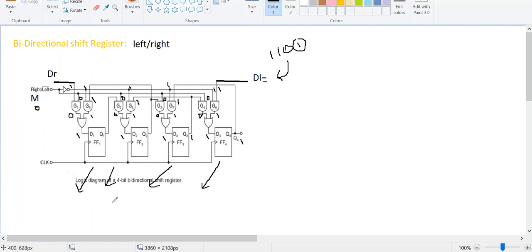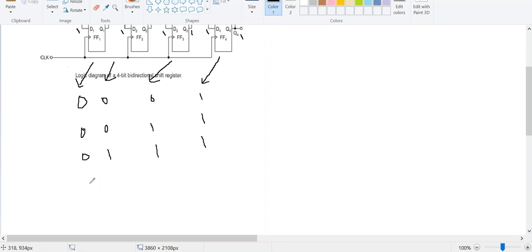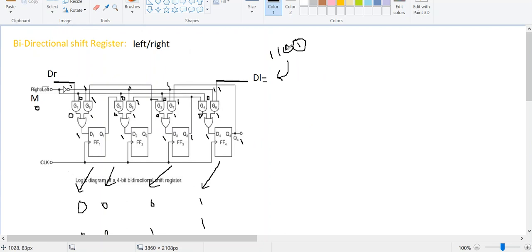You are shifting your data by the first digit. So for the first clock pulse, your output will be 0001, and for the second clock pulse you will get 0011, for the third clock pulse 0111, and for the fourth clock pulse you will get 1111. Like this you will get your resultant. If your input is 1111, then you will get this type of resultant.